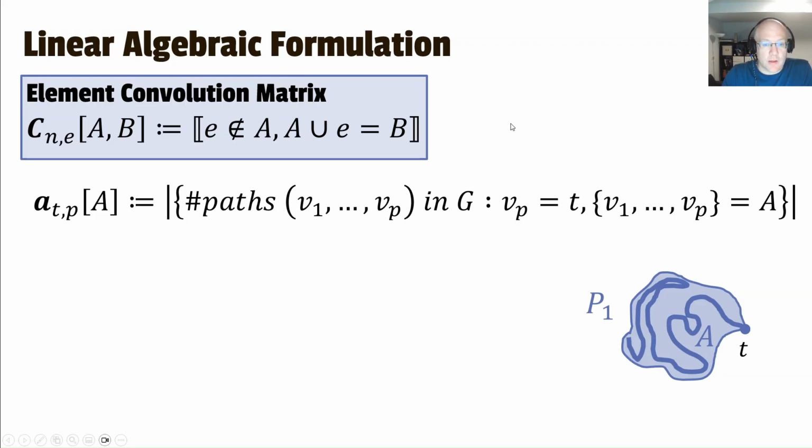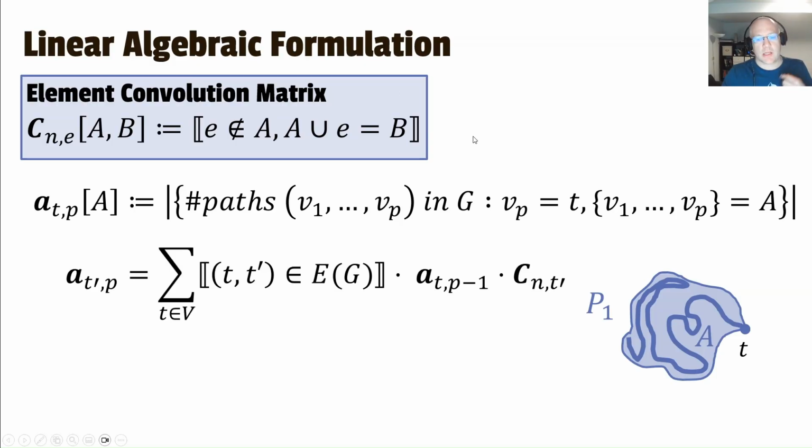Okay, now I defined this vector and I defined the element convolution matrix. I can actually show you a recurrence, and the recurrence shows how to compute the entries A_{T',P}, so that's about paths of length P, if you only computed the entries A_{T,P-1}. So only the information about paths of length P minus 1. So what's the idea here?